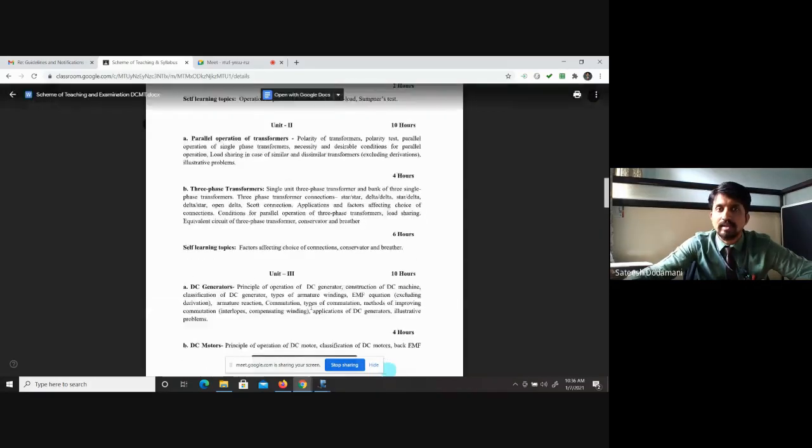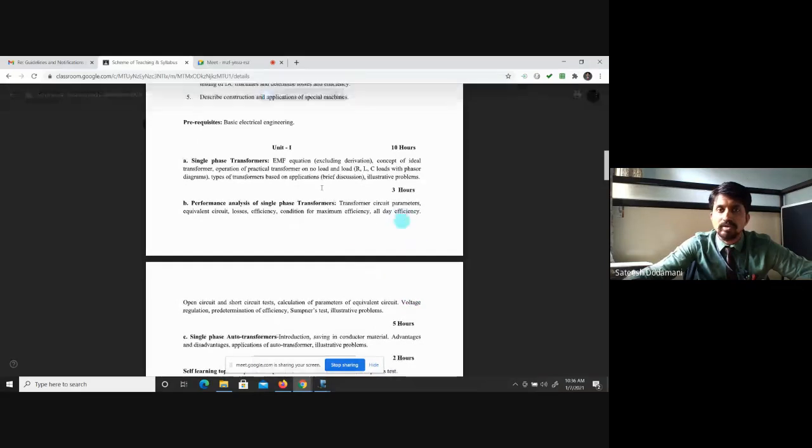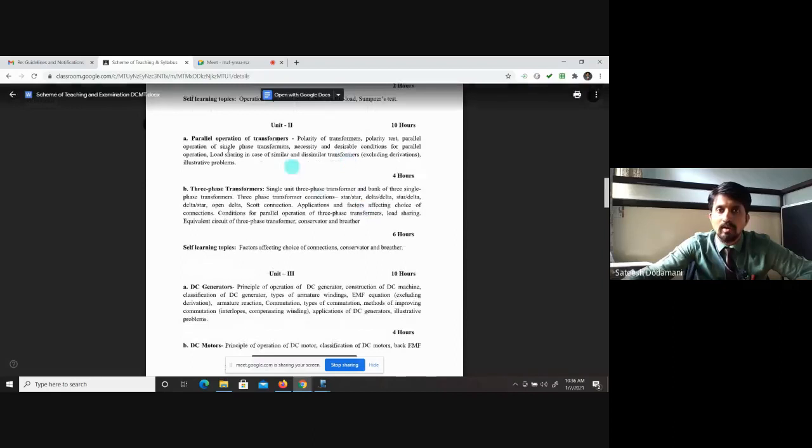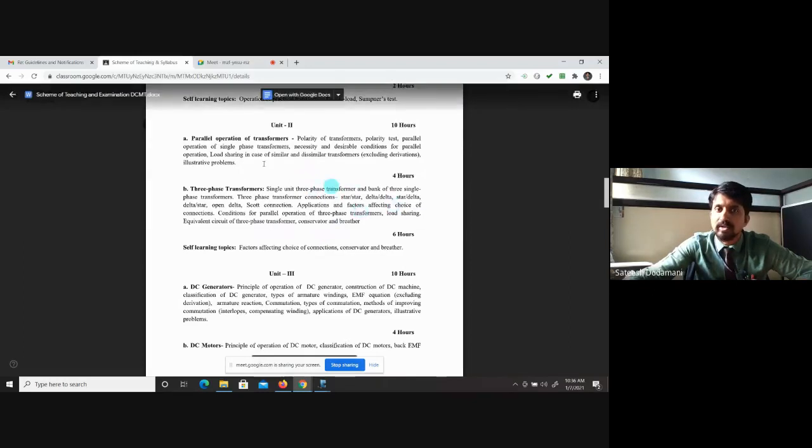For example, in the examination you have to answer one full question. From Unit 1, 40 marks will be asked, and out of 40 marks you have to write 20 marks. I have covered the full 40 marks, so you can write anything for 20 marks. Unit 2, I have covered the full unit: parallel operation of transformers and three-phase transformers. 40 marks will be asked, but you have to write 20 marks from this. So these 20 marks are also over. I have covered 40 and you can write only 20 marks.